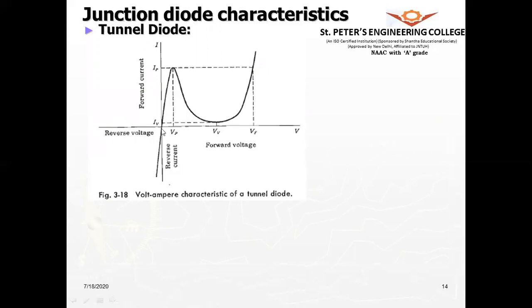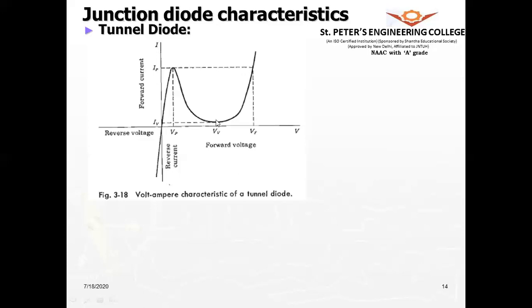As we increase the forward voltage, there is a sharp increase in the current up to some point, and that point is called the peak point, and this is the valley point. After the peak point is reached, and when we continue to increase the forward voltage, the current slowly starts decreasing and falling down up to some value called the IV, that is the valley current.